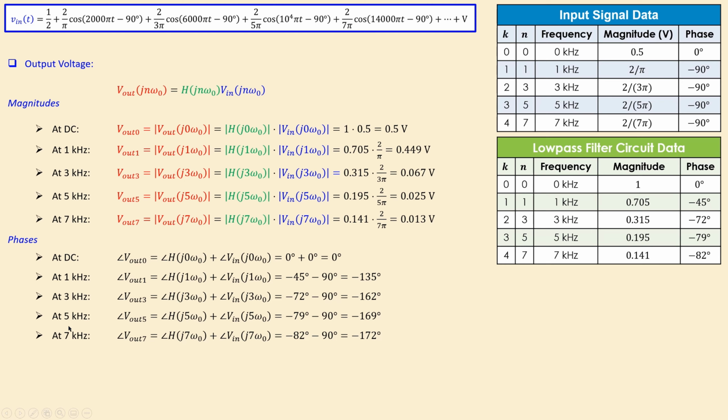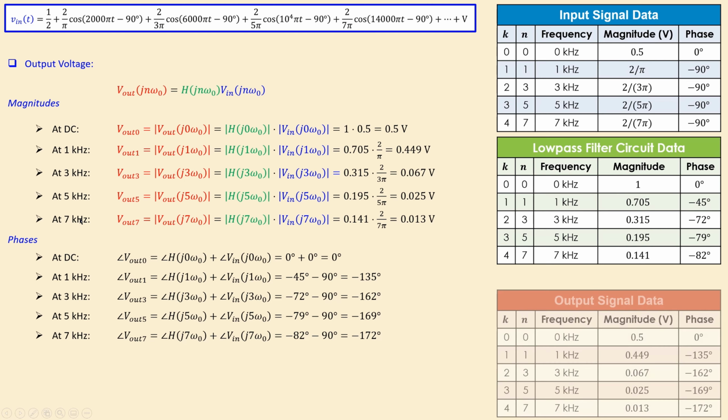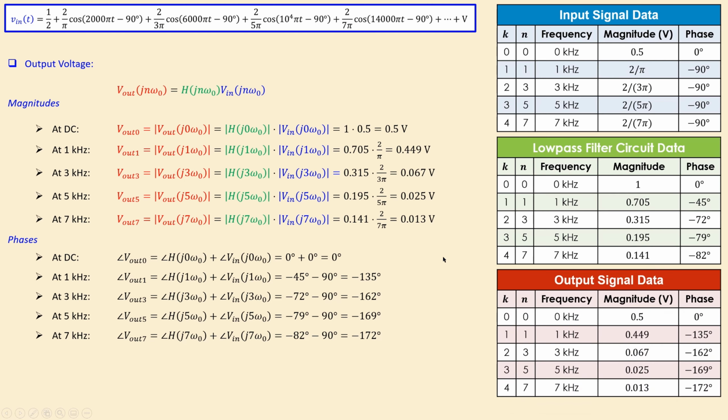In a similar form, I can do it for 5 kHz and then for 7 kHz, and I have these results. So I have the phases and also the magnitudes associated for the DC and for the first 4 harmonics. Then I have this table generated. You can see the magnitude, the output voltage actually at the specific frequencies, and also the phases at the specific frequencies.